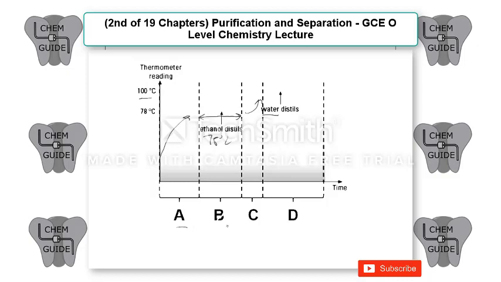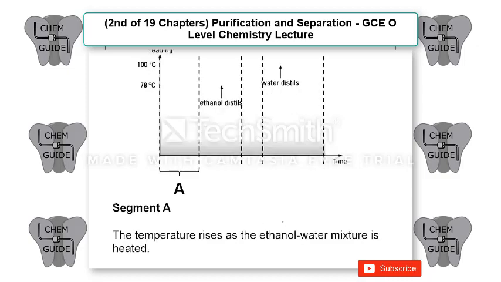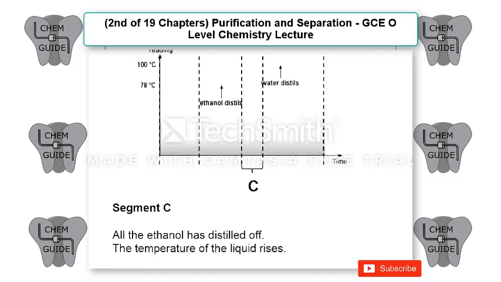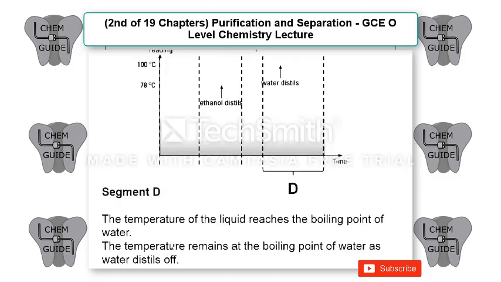So you notice there are 4 main segments, A, B, C, and D. Part A, this is the heating step. Temperature rises when it is heated. Part B, temperature remains constant as the ethanol boils off. Part C, all the ethanol is gone. It has completely distilled off. So now temperature rises again until it hits the boiling point of water. And then water will start to boil off.